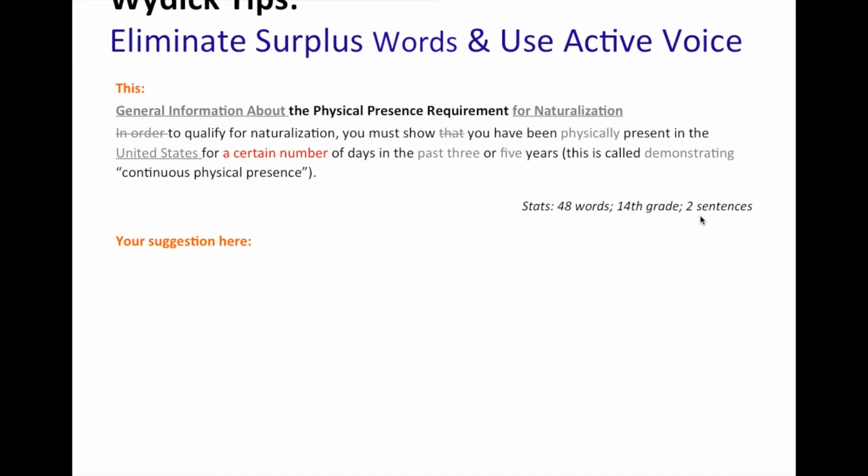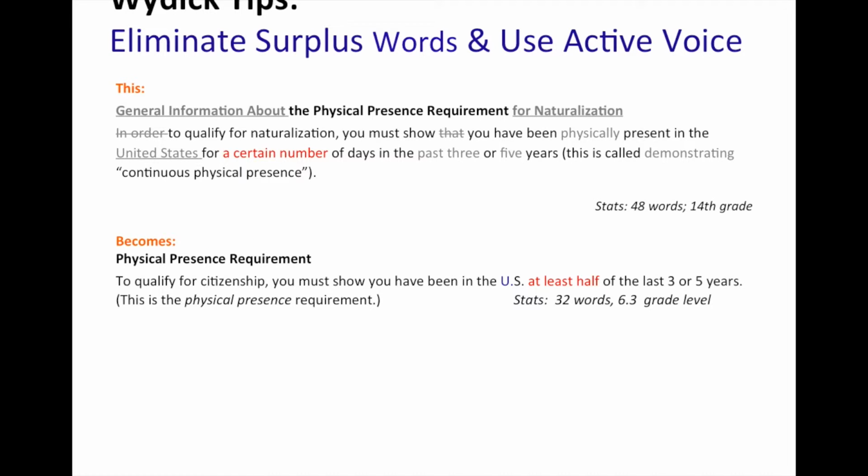Press stop now and see if you can spot some surplus words. And while you're at it, feel free to use easier words. And remember Professor Wydick's advice to use active voice. That means direct address or you. Okay, have fun with this.